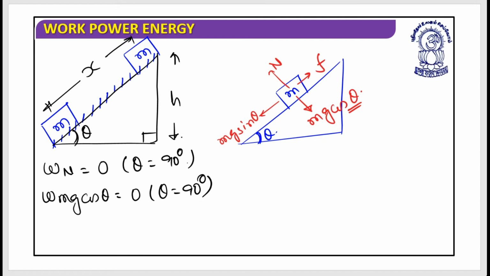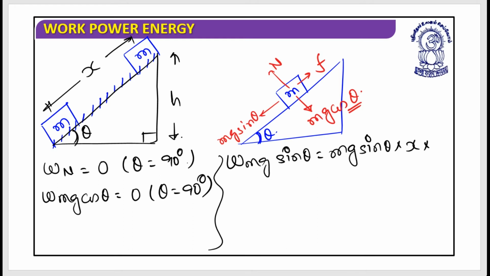Now work done due to mg sine theta, that should be equal to force mg sine theta, displacement x, angle 0 degree, cos 0. So this is equal to mg sine theta multiplied by x. Let's keep it as it is. Now one more thing, even work done due to friction would be there. Friction is acting on the upward side of the wedge, while block has been displaced on the downward side.